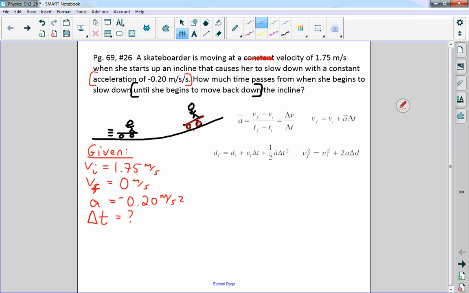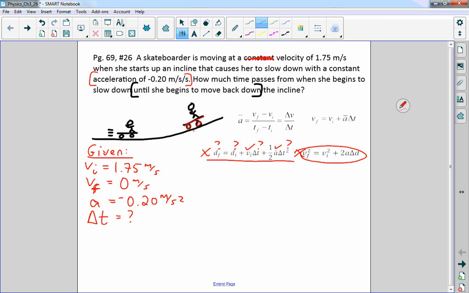For instance, if I just randomly picked this formula and tried to see what I have in it, I don't know these distances. I do know the initial velocity, but I have too many question marks. I have too many unknowns. So this is a no-go. This formula here doesn't even have time in it, so I don't want that one.